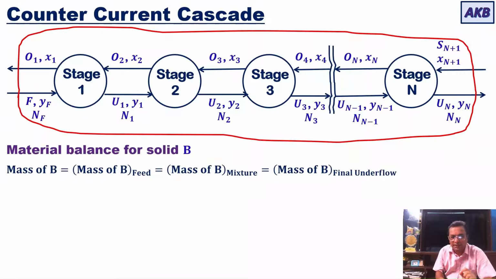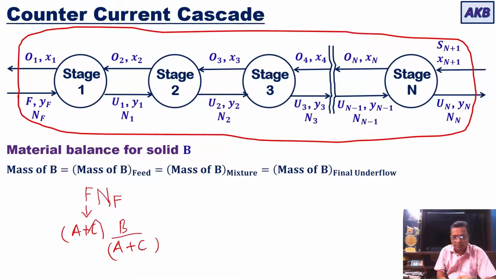So mass of B in the feed, you can get by using these two quantities. Which are these two quantities? F into NF. If you look at the definition of F, this is A plus C in the feed, and the definition of NF is B upon A plus C in the feed. So A plus C gets cancelled if you take this product, and you are left with mass of B, that is, mass of B in the feed.